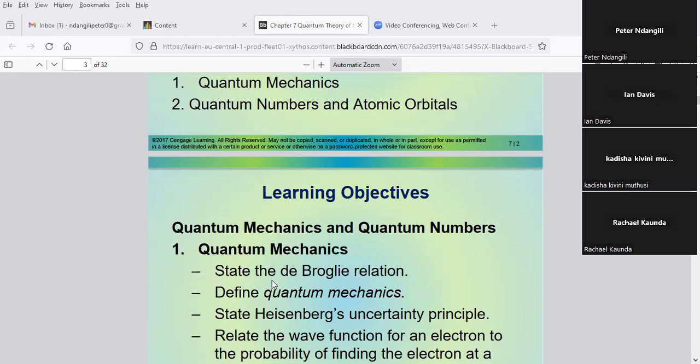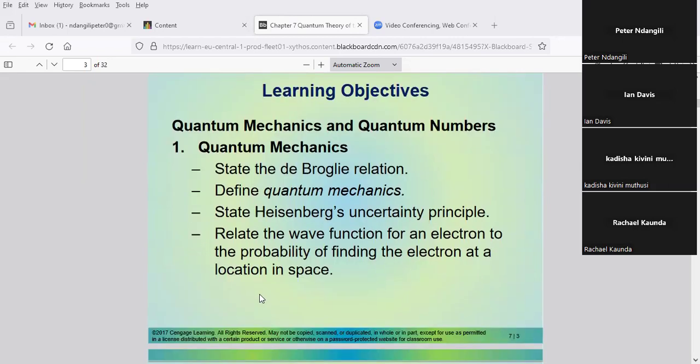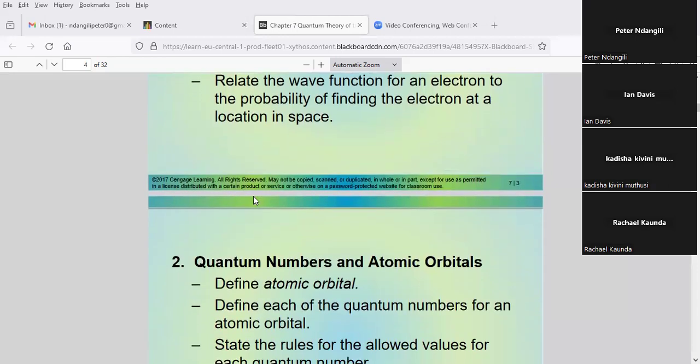Then we are also going to define quantum mechanics and state the Heisenberg uncertainty principle. We will relate the wave function of an electron to the probability of finding that electron in a particular region of space, which we are going to call an orbital, and we are going to see as we continue.